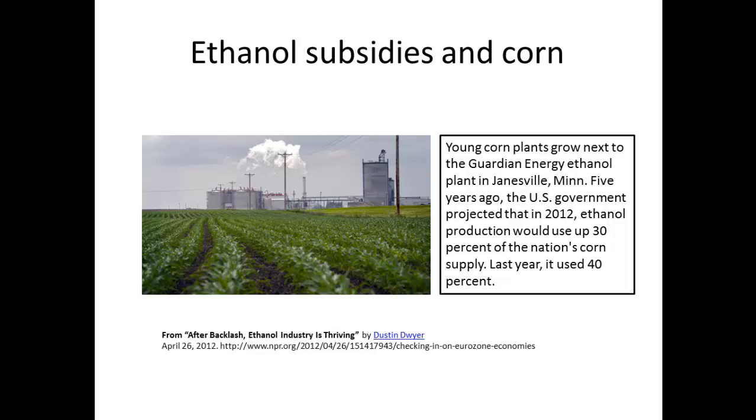So I have a picture here, and I'll just read you a little bit. Young corn plants grow next to the Guardian Energy ethanol plant in Janesville, Minnesota. 5 years ago, the U.S. government projected that in 2012, ethanol production would use 30% of the nation's corn supply. Last year, it used 40%. So what's going on here? Well, this use of corn to make a gasoline substitute has really driven up the demand for corn.